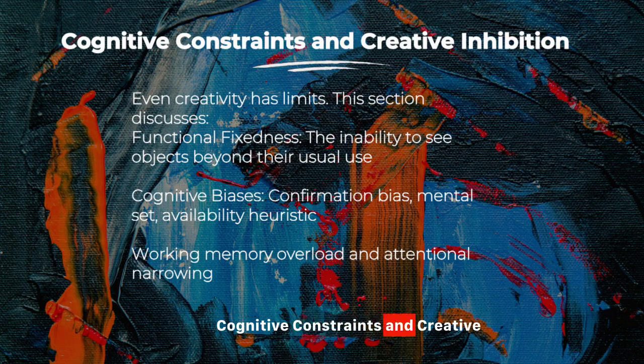Cognitive constraints and creative inhibition. Even creativity has limits. This section discusses functional fixedness, the inability to see objects beyond their usual use; cognitive biases, confirmation bias, mental set, availability heuristic; working memory overload, and attentional narrowing; how emotional stress and rigid schemas block creative flow. Strategies for cognitive reframing and defamiliarization are presented as antidotes.